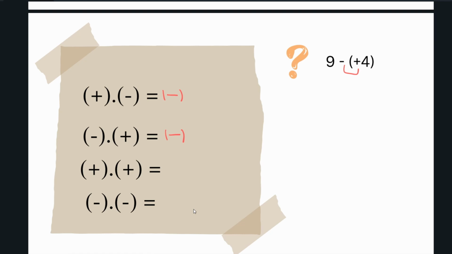Here we have positive times positive, it's positive. And we have negative times negative, it's also positive. As you can see, if the signs are the same, then the answer is always positive. Let's do an example. 9 minus plus 4. So we have a negative and a positive. It's going to make a negative, as you can see here. Remember to memorize these. These are really important.